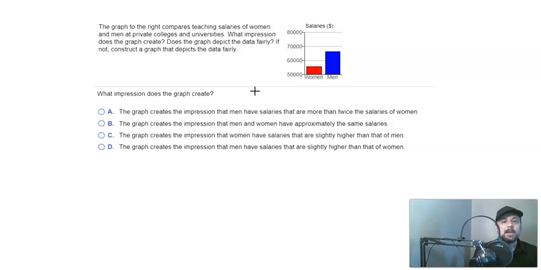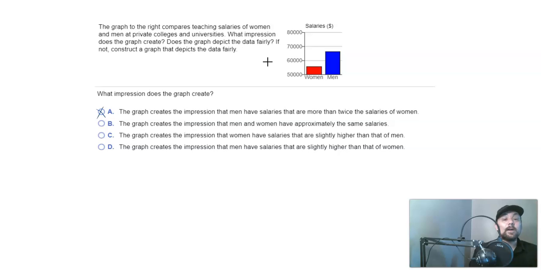The graph creates the impression that men have salaries that are more than twice the salaries of women. That's a good point, right? This bar is twice as high as this one. So it does seem to indicate that men make twice as much as women if you're not careful about looking at this graph more closely. But let's just make sure the other options don't ring true. The graph creates the impression that men and women have approximately the same salary. That's definitely not right. The graph creates the impression that women have salaries that are slightly higher. No, that's not even close. The graph creates the impression that men have salaries that are slightly higher than women. It's not slight. It doesn't look slight when you're initially looking at this graph. So A, again, is the right answer.